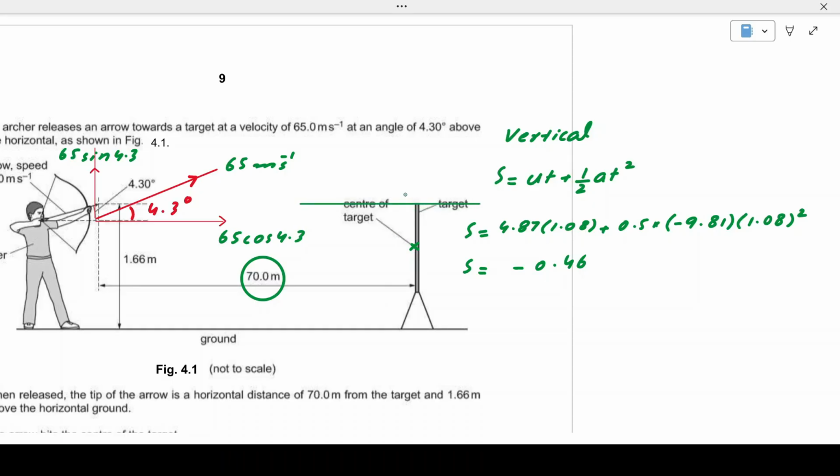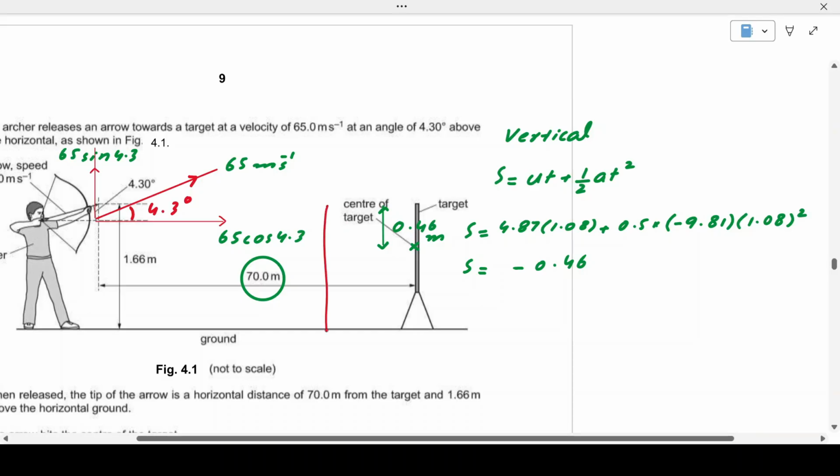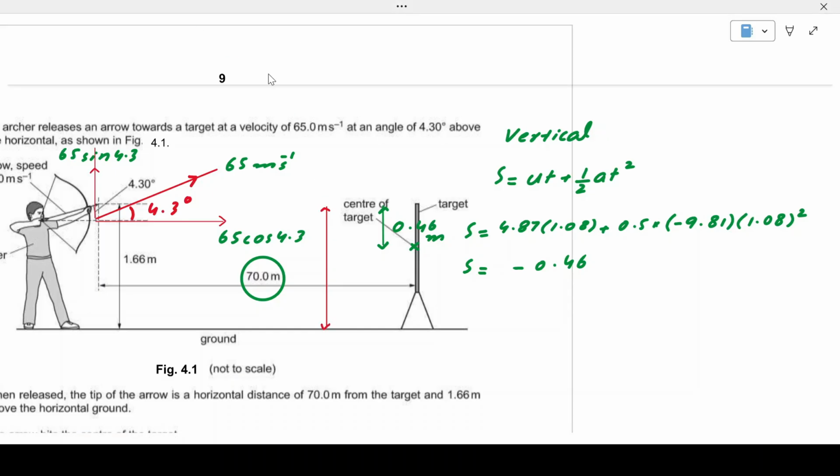Minus means it's below the starting point. So this one is 0.46 meters. In sign convention, minus means below the starting point. So we know this one is 0.46, and we know the total is given as 1.66 meters, and we need to find this one.